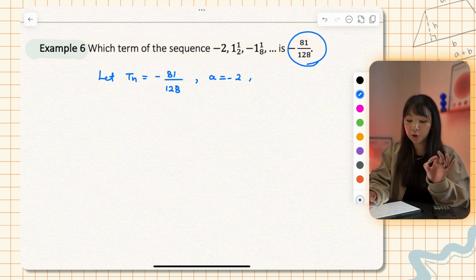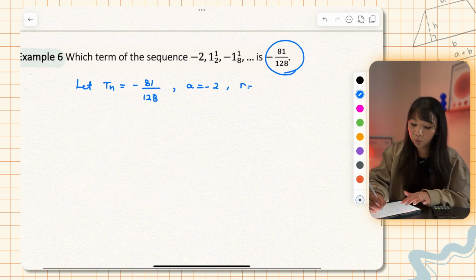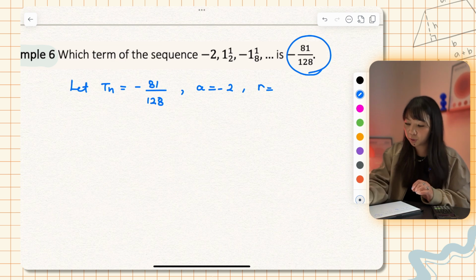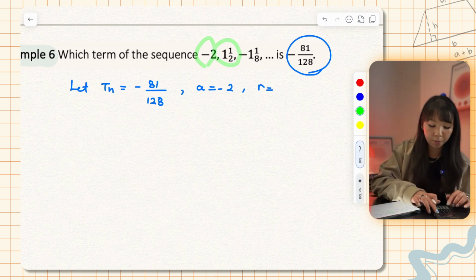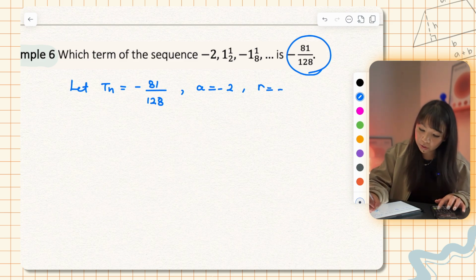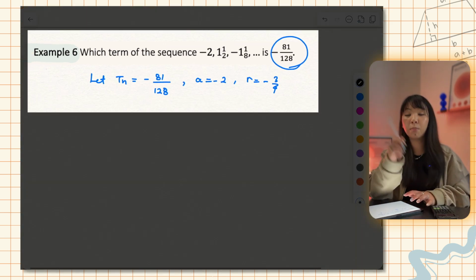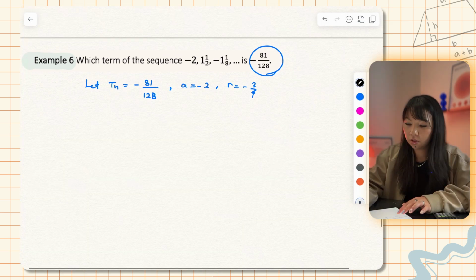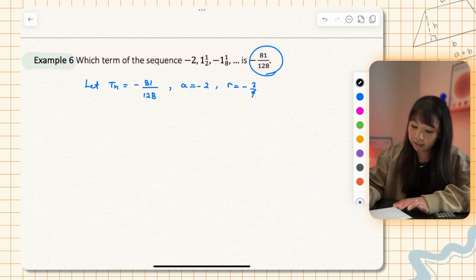We're going to let the first term, a, equal negative 2. Now the ratio: the way we're going to do it is the second term divided by the first term. So 1.5 divided by negative 2, that's going to be negative 3 on 4. So go ahead, pause the video and have a go yourself. So let's go through this together.